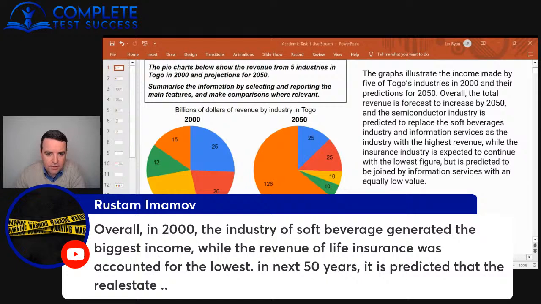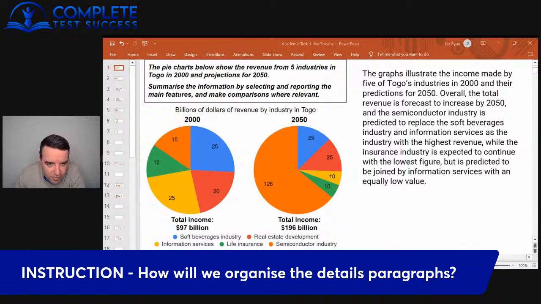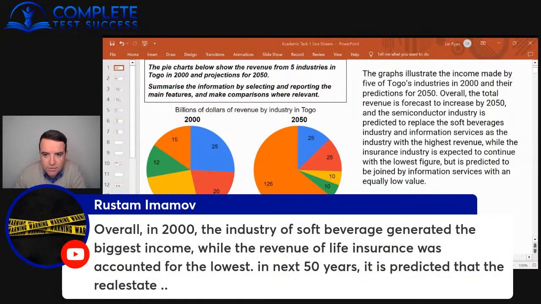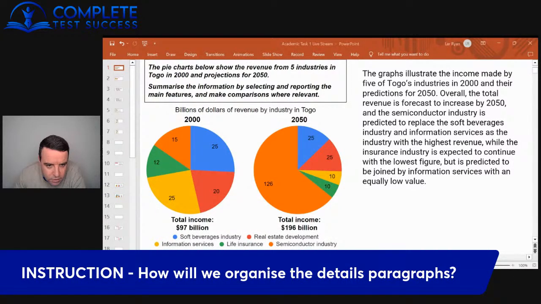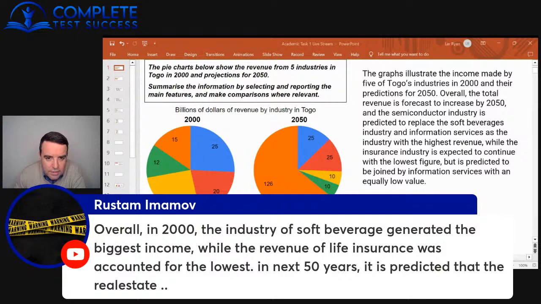Rustam: "Overall, in 2000, the industry of soft beverages generated the biggest income." Well, it wasn't just soft beverages, it was soft beverages and information services. So that's not correct. Generated the biggest income, as well as information services. If you don't include that, then you're not accurate. "While the revenue of life insurance was accounted for the lowest." Not was accounted, just accounted for the lowest. So life insurance was green. So that's correct.